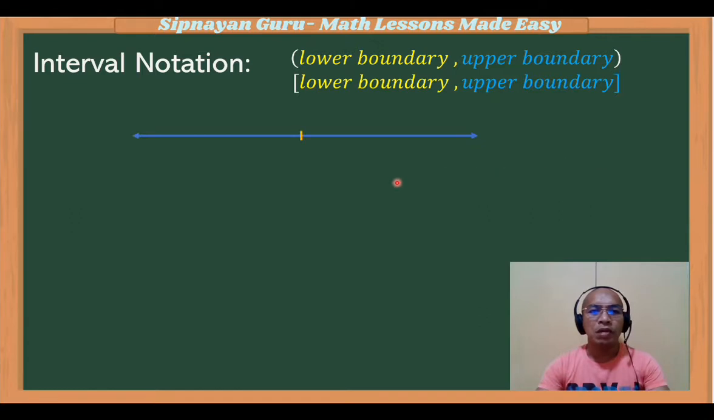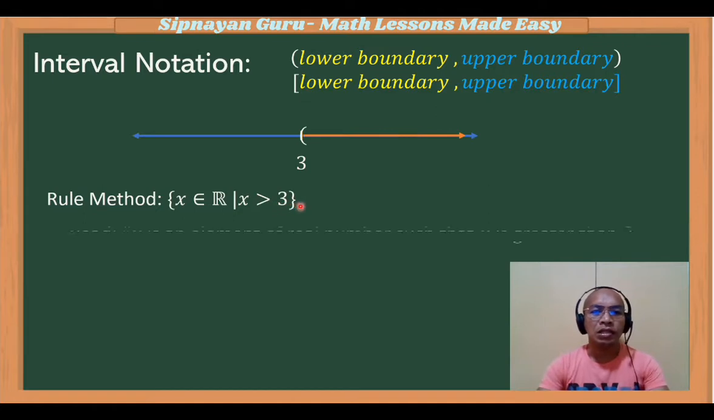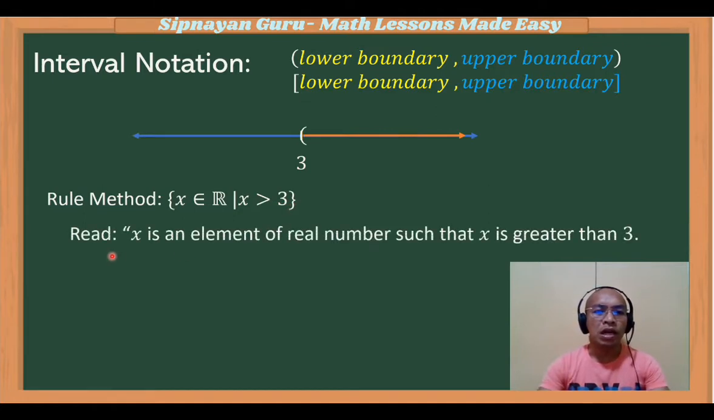So suppose we have this number line again. This is the inequality x is greater than 3. So definitely this is the graph. To write this one in the rule method, it will be stated in this way. And we will read this as x is an element of the real numbers such that x is greater than 3. How are we going to write this one in interval notation?